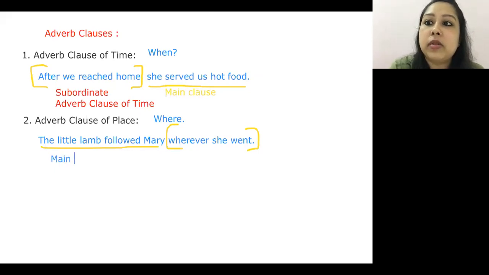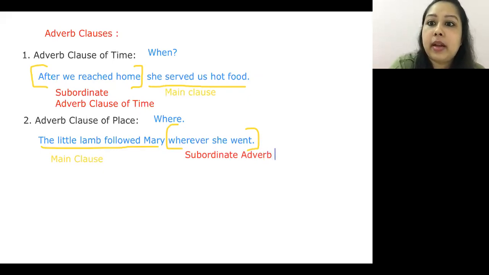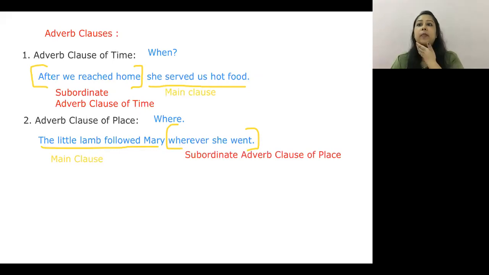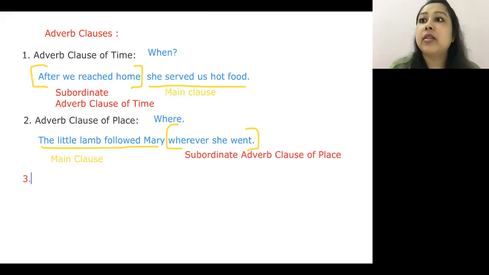Let us put this down. This is my main clause, and this is my subordinate adverb clause of place. Let's proceed further. Very good, Prateek. This is the very first response from your end, Prateek, in the past 3 classes. Good, Ojas.